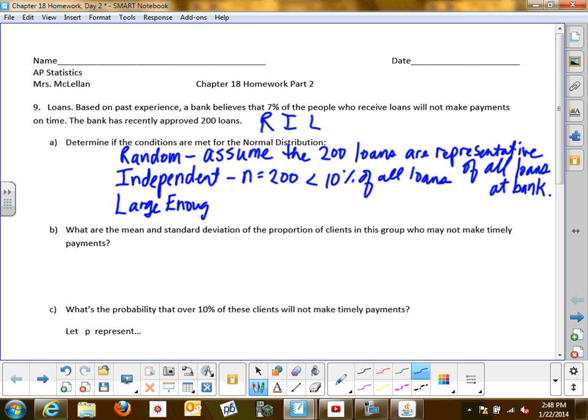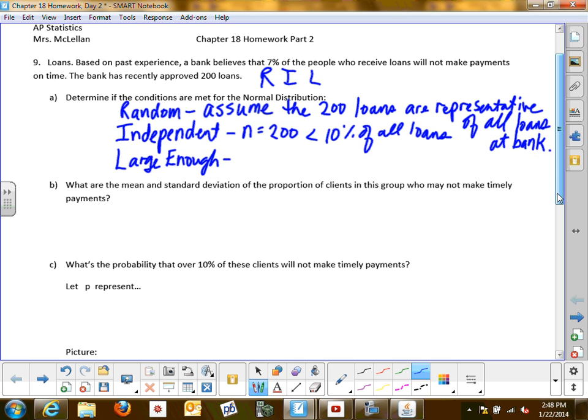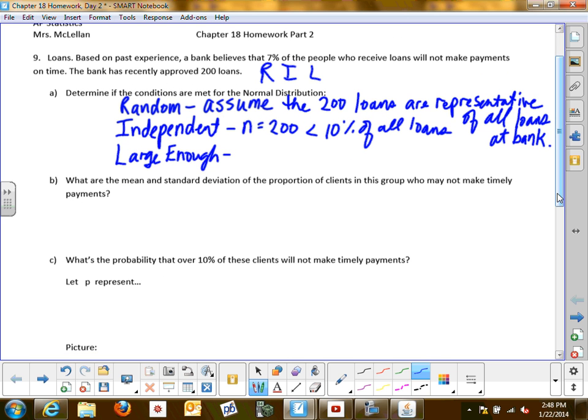So now, is this a mean problem for large enough or a proportion problem for large enough? It is the proportion problem, and that's at least 10 successes or failures. So your np and your nq have to be greater than or equal to 10. So we go like this: 200 times 0.07, which is the p, is 14. And that is greater than or equal to 10, so that condition is met.